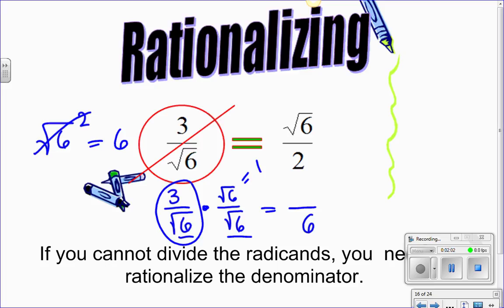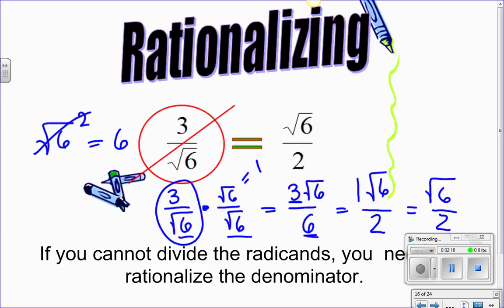Okay, and then in the top, in the numerator, we've got 3 square roots of 6. Now we can simplify our 3 divided by 6. We know that reduces to 1/2. So 1 square root of 6 over 2, or just the square root of 6 over 2. Okay?